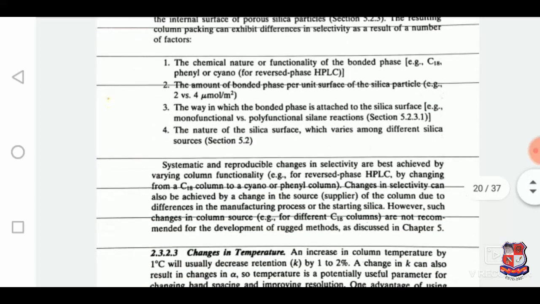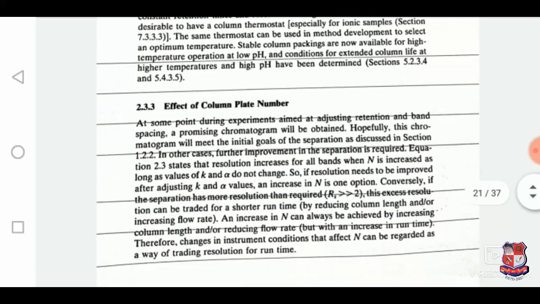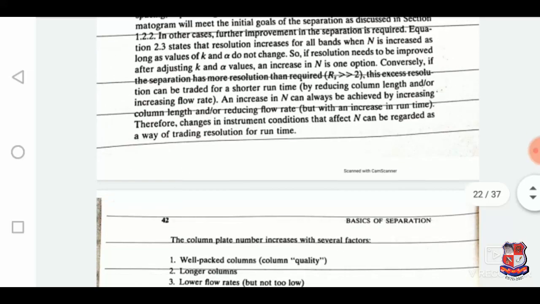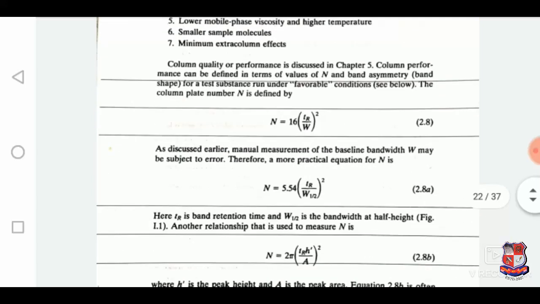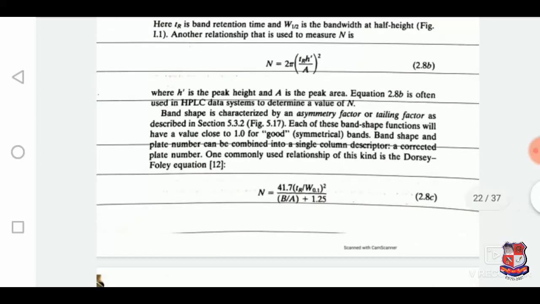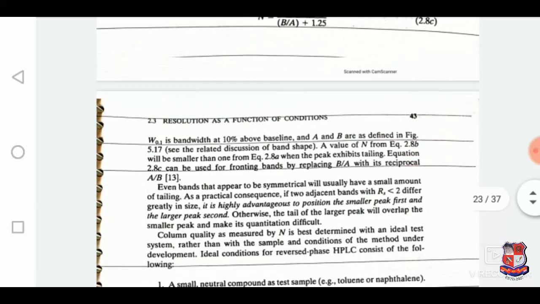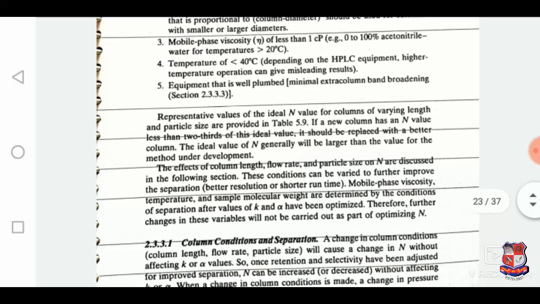Changes in column length can also affect the retention. Changes in temperature also affect the retention. These are the criteria. The effect on column plate number is also there. So these are the several factors. This is the equation for column plate number, that is column efficiency. And here the last equation is the Dorsey-Foley equation that includes the asymmetry factor. And these are the ideal conditions for HPLC, these five conditions.